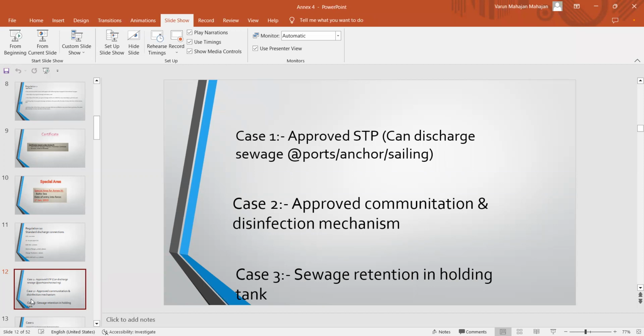Now, what is an approved STP? What standard should you meet so that you can have an approved STP plant on board? There should be some standard, right? Okay, doesn't matter. The effluent coming outside from the STP should have a chlorine content of 0.5 per liter.